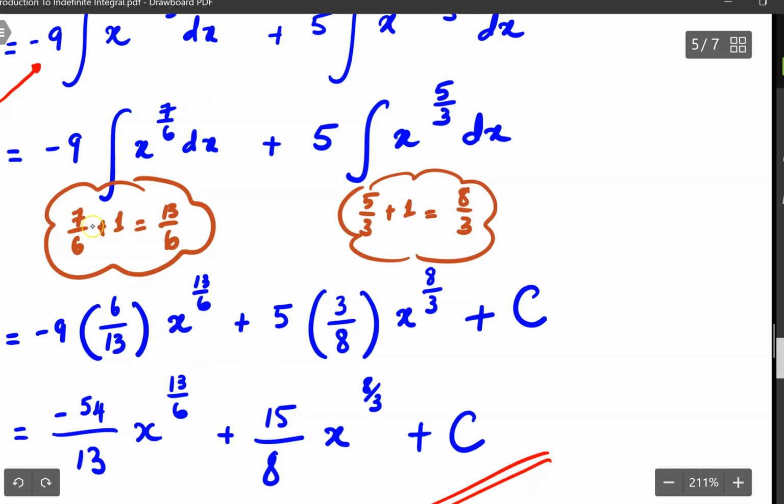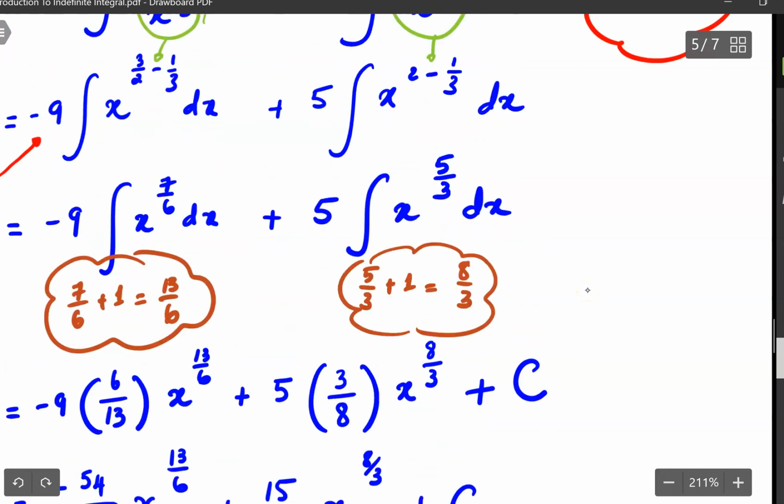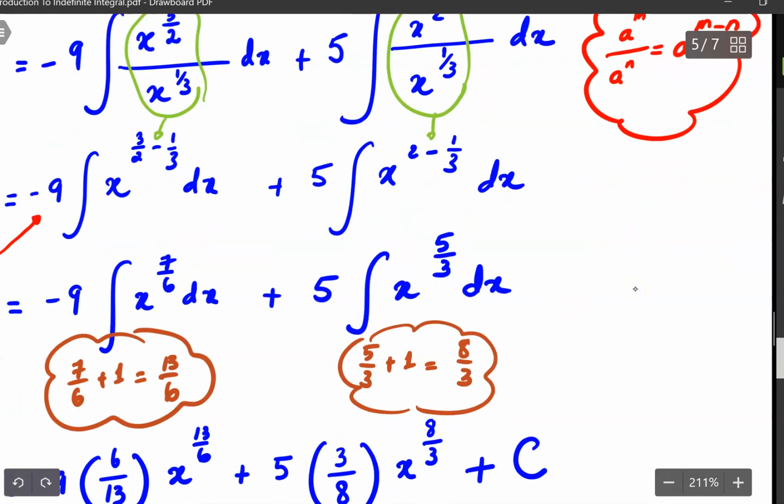So in this case, 7/6 plus 1, I have 13/6. It means x raised to the exponent 13/6. Divided by 13/6, it means I multiply by 6/13. For this integral, I have 5/3 plus 1 is 8/3. So x raised to 8/3, it means that I will multiply by 3/8. At the end, we simplify our final answer. The exponent for x is already positive, so we can leave our answer like this. Basically this question is asking you to be very careful. It looks complicated, but it's actually very simple by just performing a few algebraic operations for exponents and adding and subtracting fractions.